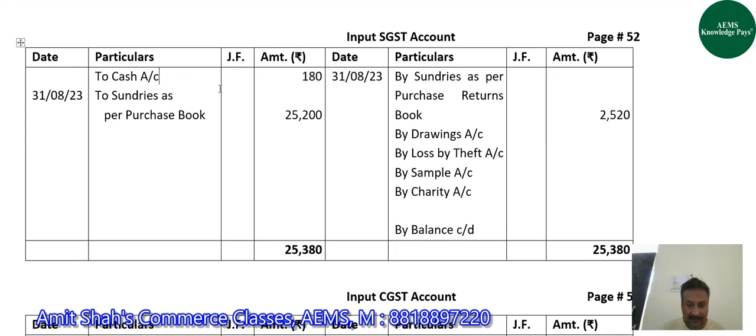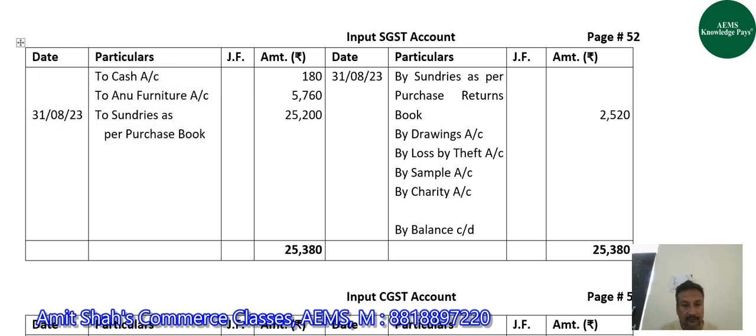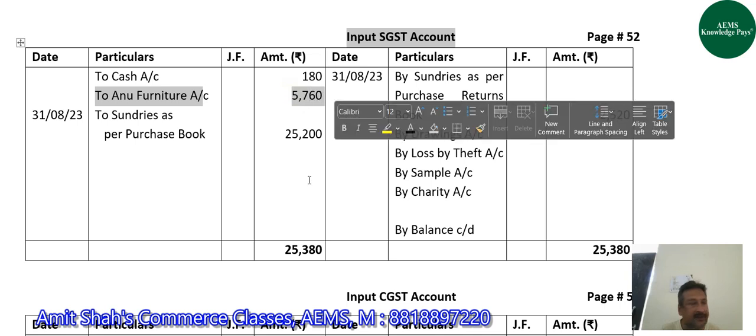So here we will write to Anu Furniture account with 5,760. On the debit side of input SGST account, I have written in the particulars column to Anu Furniture account and in the amount column 5,760. This is how input SGST account has been debited with 5,760.